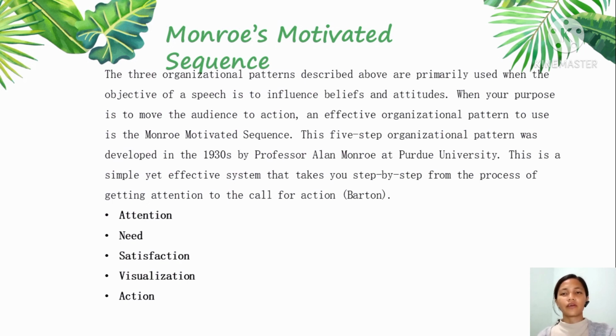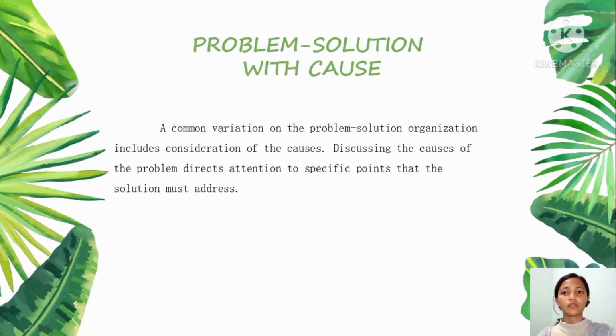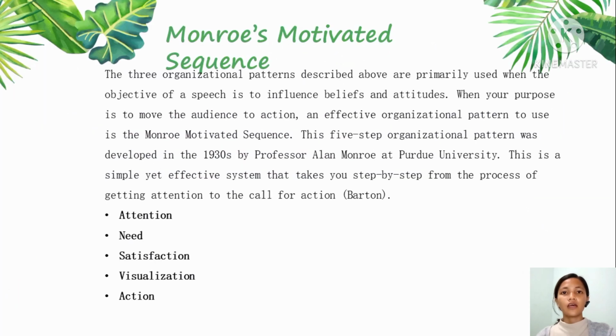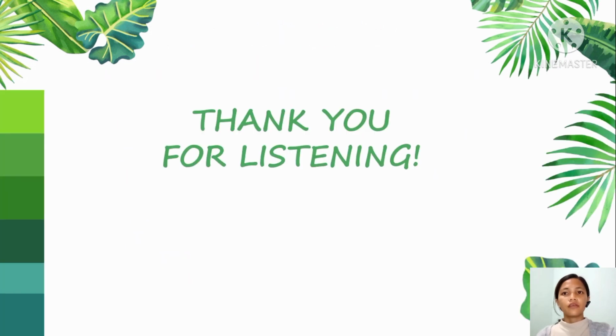So, the key point here is that there are three basic organizational patterns for questions of policy. First is problem solution with cause. Next is comparative advantage of solutions, and then last is Monroe's motivated sequence. The problem solution with causes considers the nature and extent of the problem and the direct relationship between the problem and its causes, and uses the causes as criteria to evaluate potential solutions.